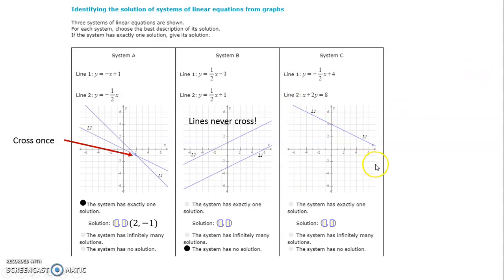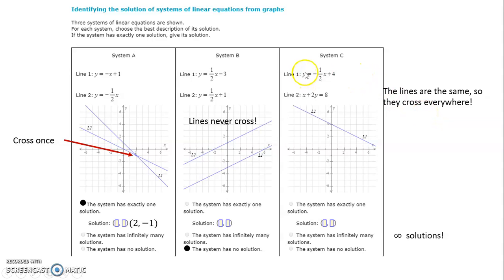Finally, this one looks a little weird. It looks like there's only one line drawn. It turns out that both of these lines, if you solve this and put it into slope-intercept form, are identical lines, which means that at every moment those lines are crossing. Technically speaking, there are infinitely many solutions because the lines are the same. That means that they cross everywhere. So the only way that you can get lines that never cross is if they're parallel, and the only way you can get lines that have infinitely many solutions is if they are the exact same line.